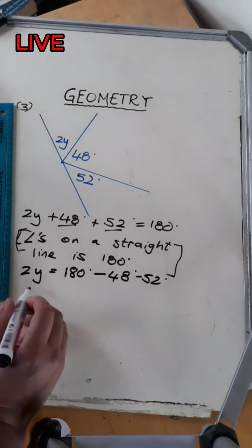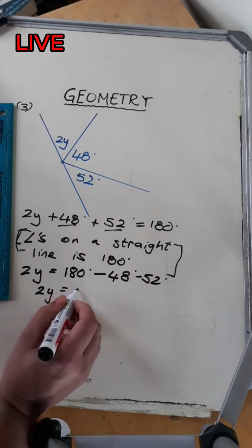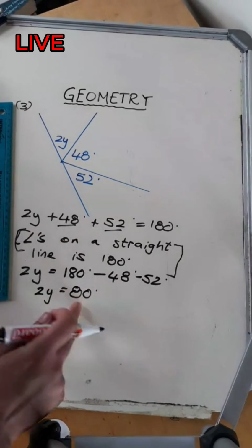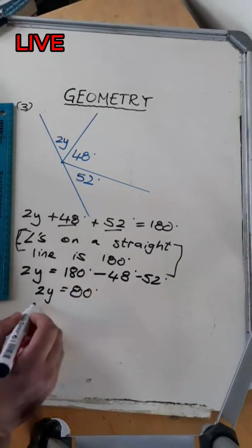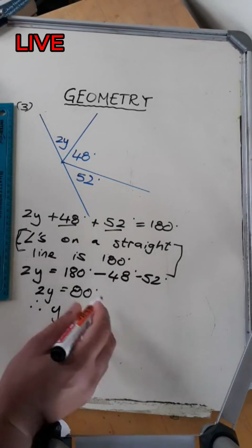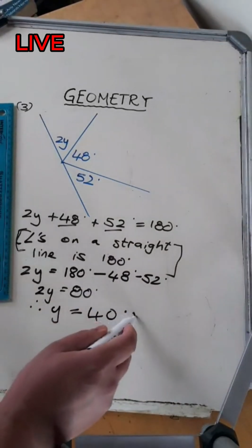So that means my 2y is going to be 80 degrees, because 180 minus 48 minus 52 is going to give me this. So that means my y value is going to be equal to 40 degrees. And this here is your final answer.